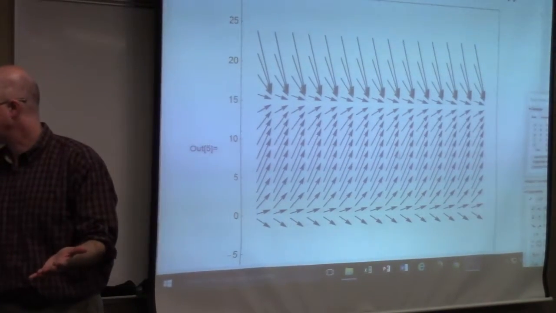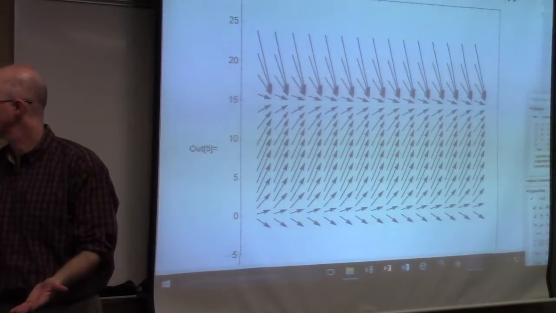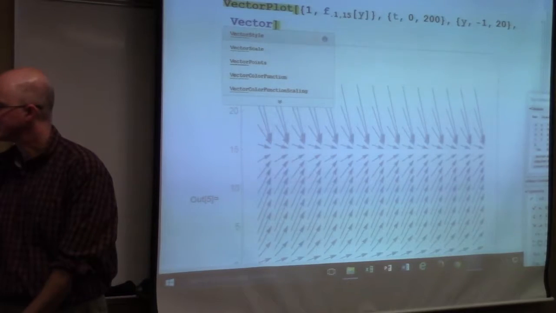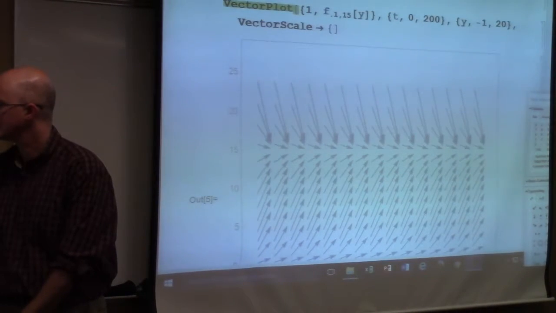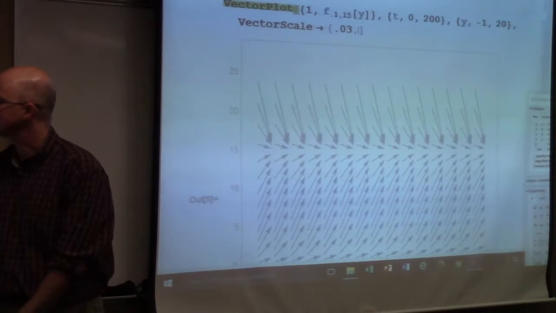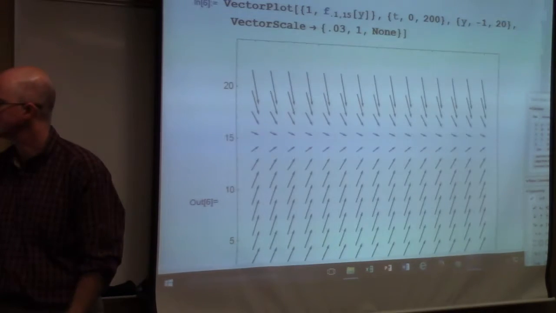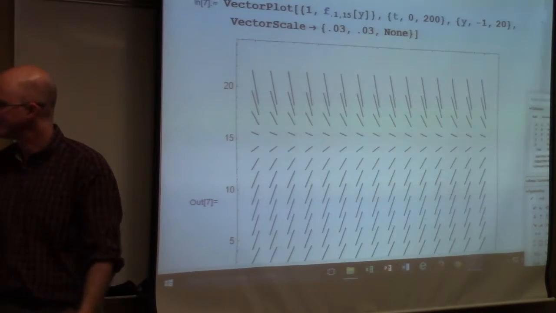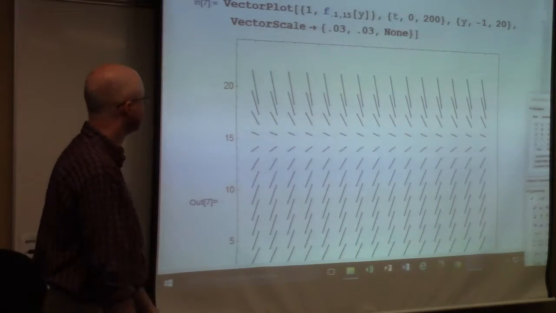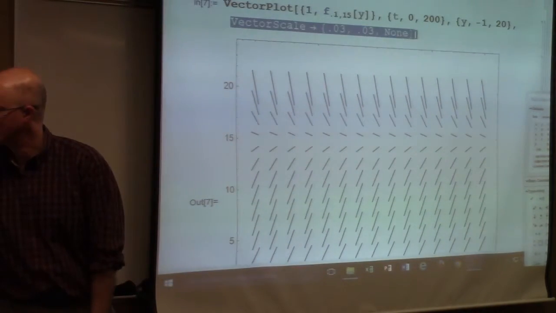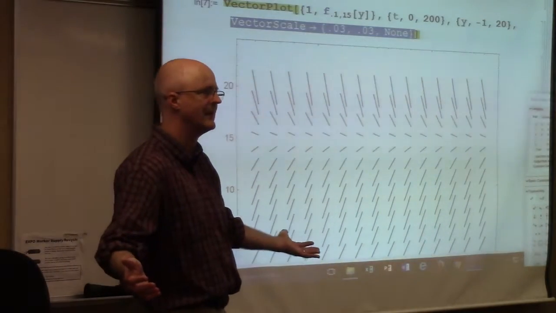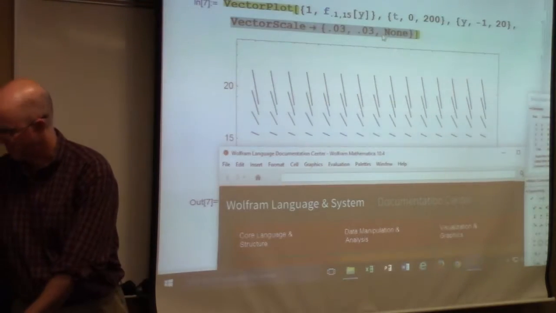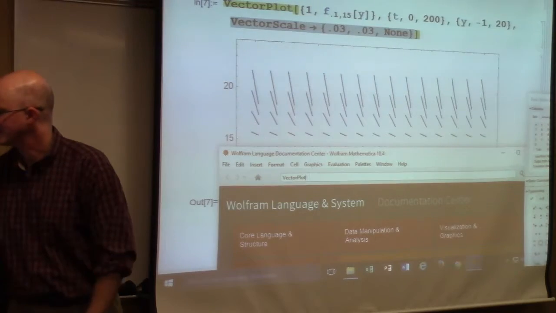But how do we get rid of the arrows? How do we just make them line segments, which is what's traditional with slope fields? I always have to experiment with this a little bit. I believe VectorScale will make them look nice, and I think doing something like this makes them look nice. Well, it's not quite what I want. Let me try another 0.03 here. That's better. So we don't see any arrowheads at all. How do I know how to do this? I've just done it before, okay? I just remembered what I did. You can look up examples of these things. You can look up VectorPlot in the documentation center.